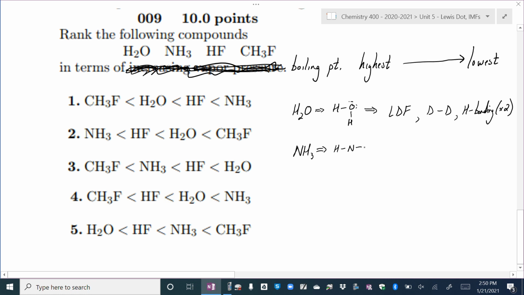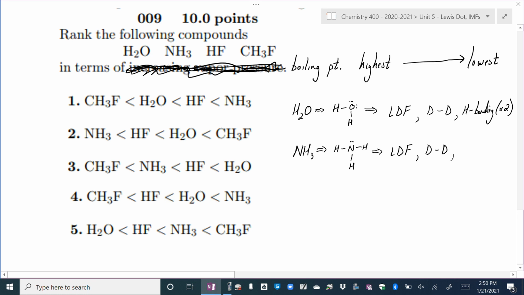I'll draw the Lewis dot structure for this. Okay, there we go. Obviously, this has LDFs. Is it symmetrical? No, it isn't. So that means it has dipole-dipole.